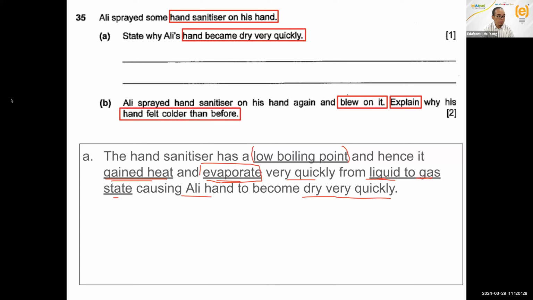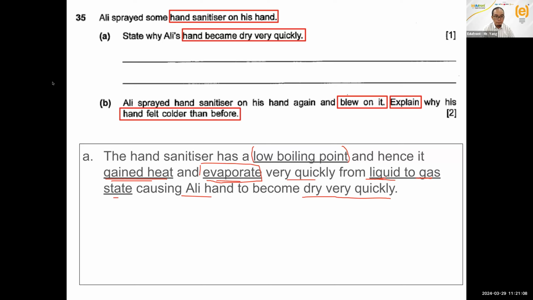Okay, Abdul Matin says, what happens if we do not put low boiling point? I think they will also accept it. If you do not put low boiling point, I believe because it is only a 1 mark question, if you just say it involves evaporation, gain heat from liquid to gas, you will still get the full 1 mark. Of course, in my answer, I try to be as comprehensive as possible, so if you put low boiling point, that's the best, because it's true. Hand sanitizer is made of alcohol, which has a lower boiling point than water. That's why it evaporates quicker compared to water.